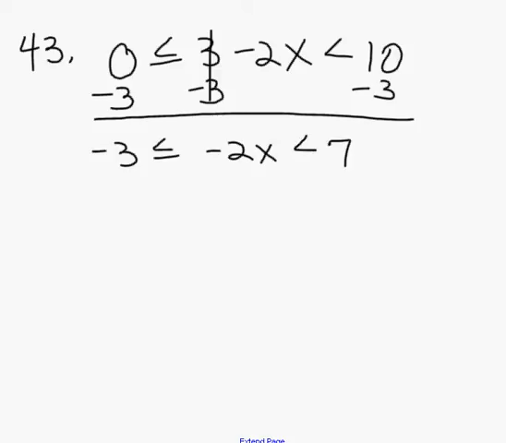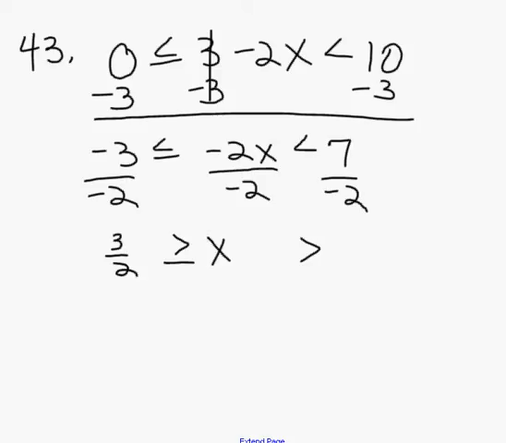Now inside I have negative 2 multiplied by x, so I have to divide by negative 2. And now, because I divided by a negative, I change the direction of my inequalities, and I have 3 over 2 is greater than x, which is greater than negative 7 over 2.